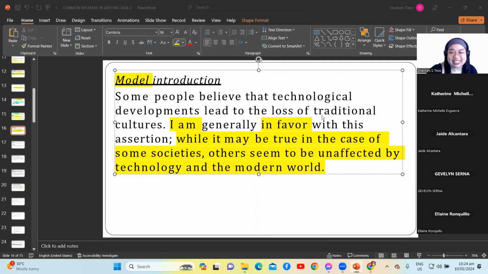So some people, sinasabi niya dito that some people, ID gap sila sa technological innovations and modern world. So if you have friends who are still using phones with keypads, sila ang mga unaffected by technology and modern world. Wala silang pakialam. Ang gusto lang nila makapag-text at makapag-call. Okay, that's what it means. Okay? So this is a very good introduction.